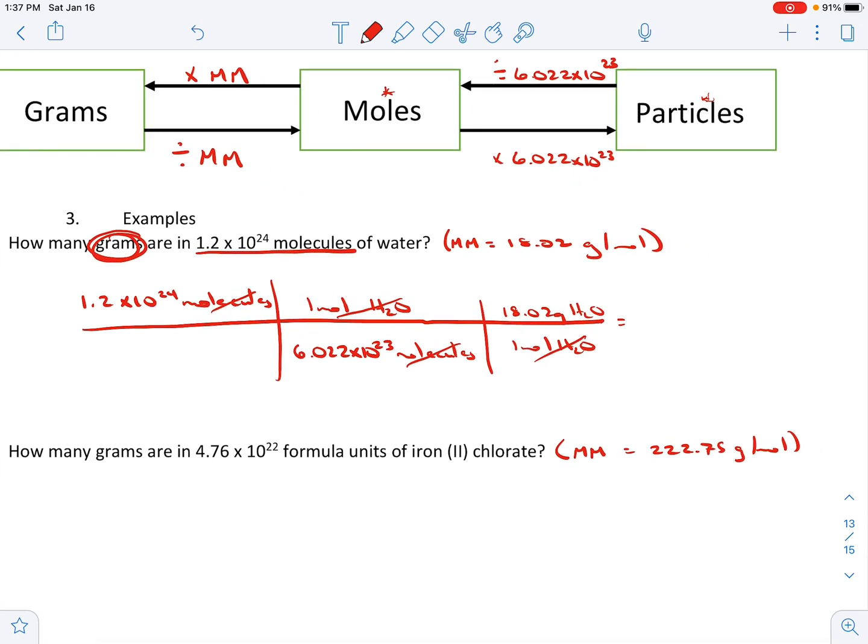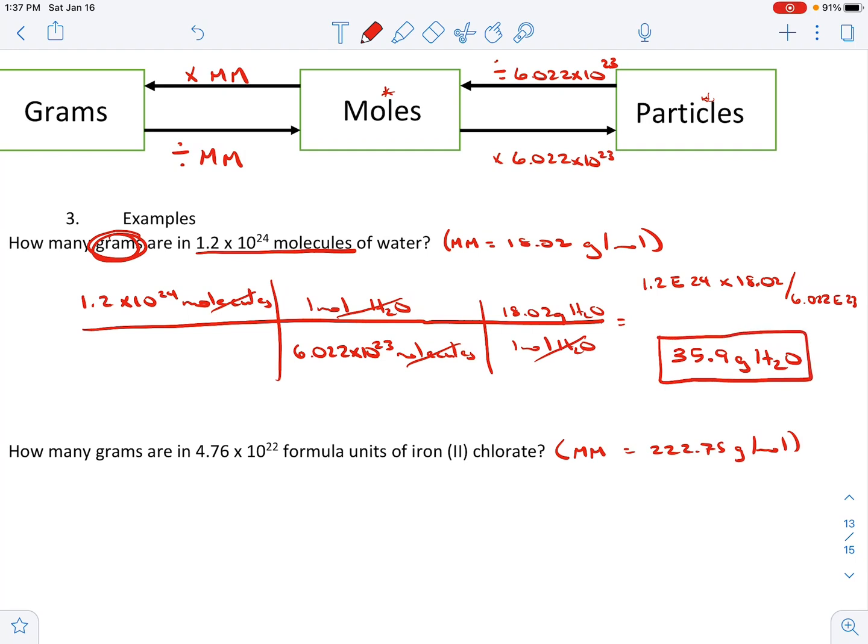Now, remember when we calculate, we multiply across the top and divide by what's on the bottom. So in our calculator, we're going to type 1.2 E24. Then we're going to hit times 18.02. And then we're going to divide by Avogadro's number, 6.022 E23, and the answer you should get is 35.9, and that's grams of H2O.